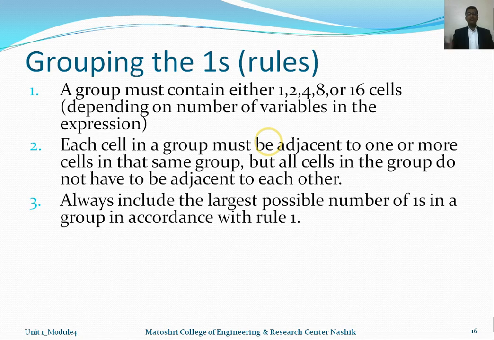Always include the largest possible number of ones in a group, in accordance with rule number 1. Means try to make the largest possible grouping, because the largest grouping of ones gives the least variables as output of the K-map, which indirectly reduces the required logic gates for the design of that particular digital circuit. Okay, so the largest possible number of ones means these are the groupings allowed.